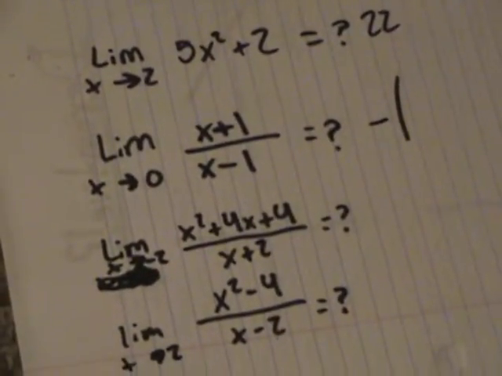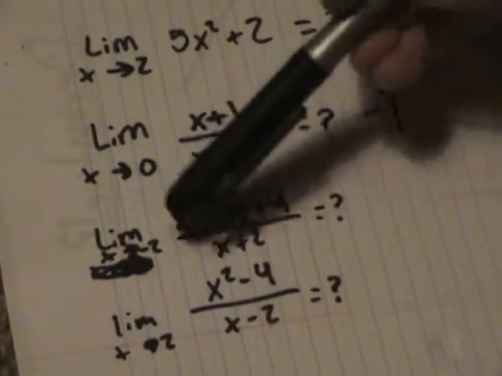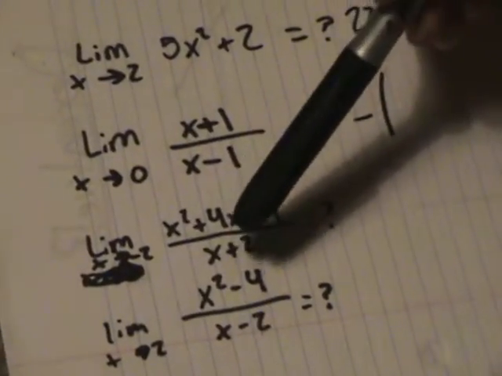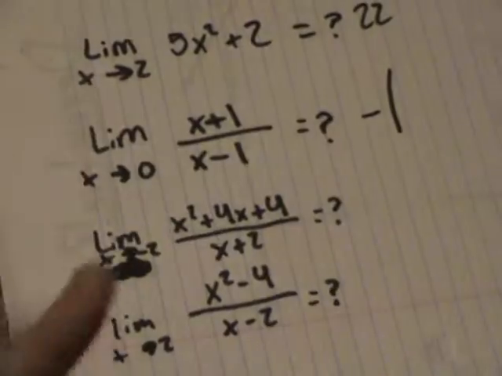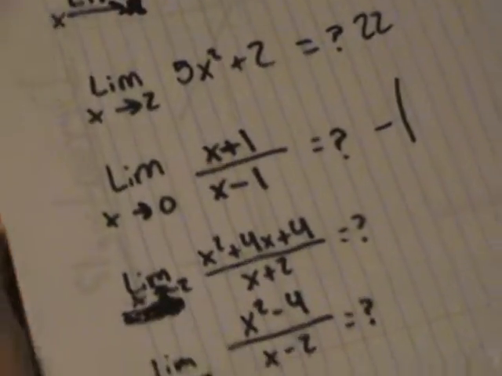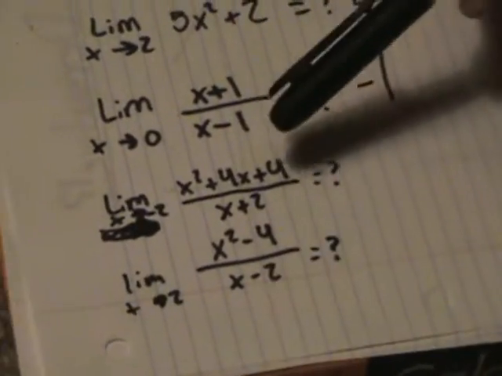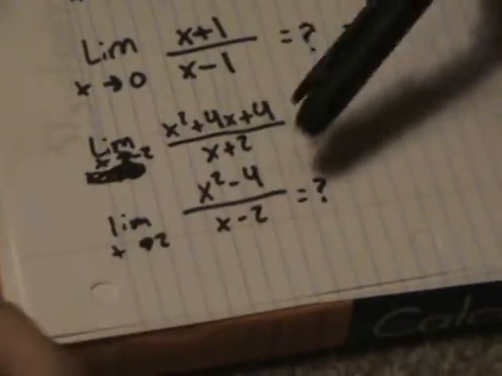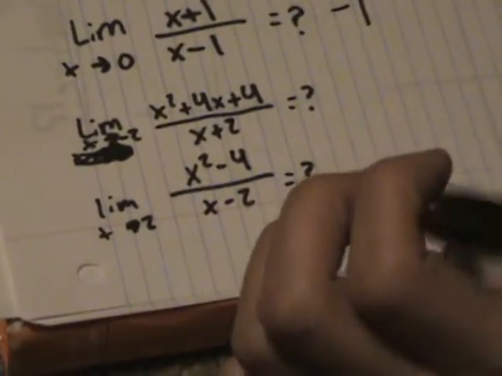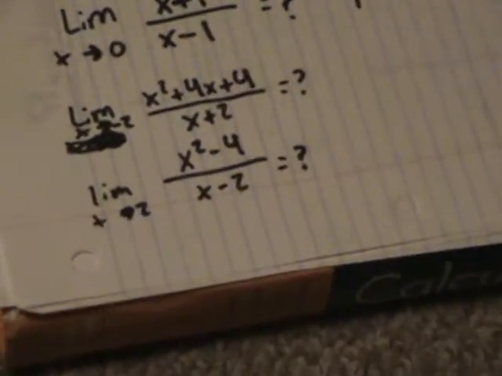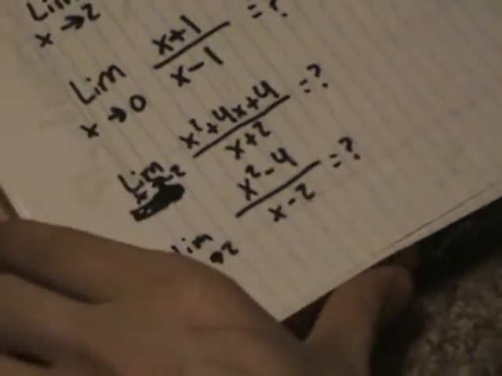Now when you have this, and you try to plug it in, you got x approaches negative 2. If you try to plug that in, you're gonna get over 0, and that's undefined. Can't do that. So what are you gonna try to do? First step you want to do is you're gonna see if you can unravel that, or factor it. Unfoil it. And you're going to try to make something out of it.